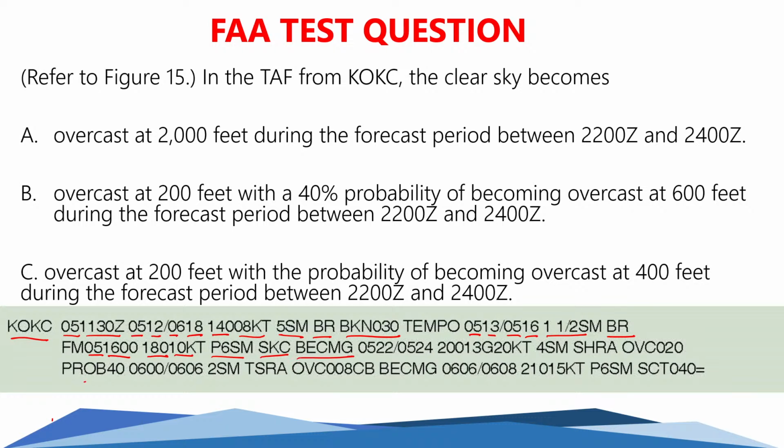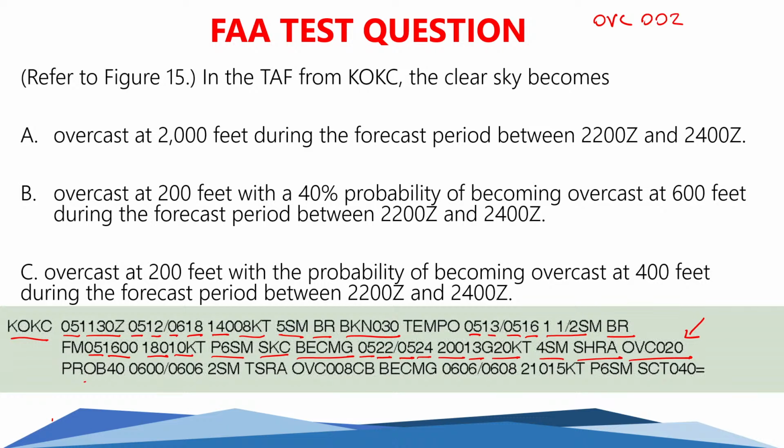Then it becomes from the 5th day at 2200 through the 5th day at 2400. So this is basically a 2-hour window. Then we get these other conditions. So we have wind of 200 at 13, gusting to 20, 4 statute miles, showery rain, and overcast at 2000. So which one is going to best match during that? Okay, so what I see here is a bunch of people have answered B and C. And remember, when we are looking at this, anytime that we have the sky condition, so in our case, it says OVC.